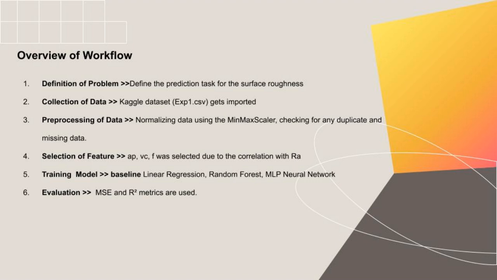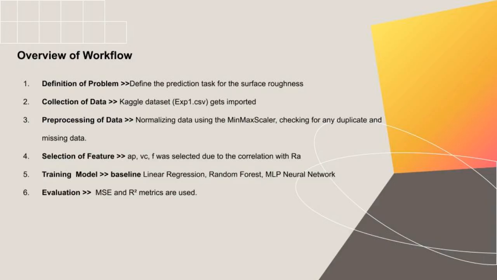For pre-processing, we checked for missing or duplicate data, and luckily the dataset was already clean. We also used min-max scaling to normalize the features since they're all in different units, like millimeters, millimeters per revolution, and meters per minute.